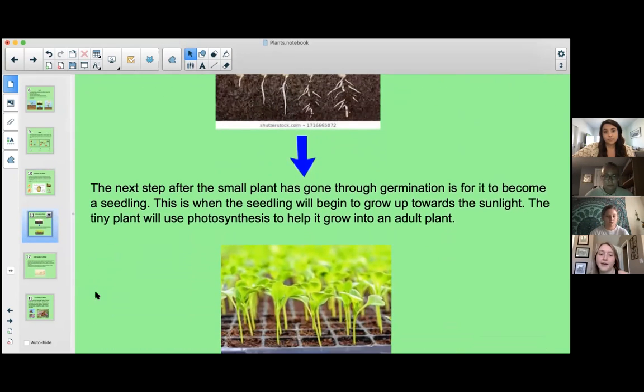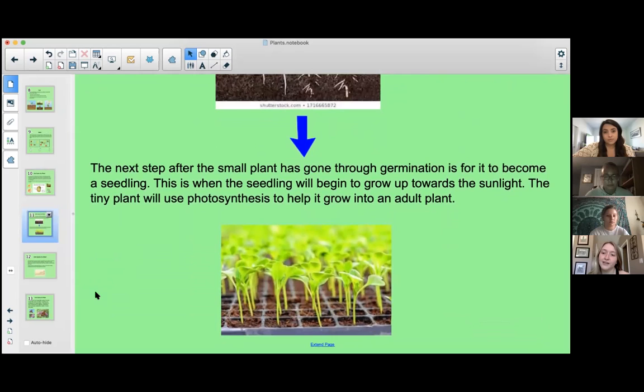The next step after the small plant has gone through germination is for it to become a seedling. This is when the seedling will begin to grow up towards the sunlight, and the tiny plant will use photosynthesis to help grow into an adult plant. Next slide.